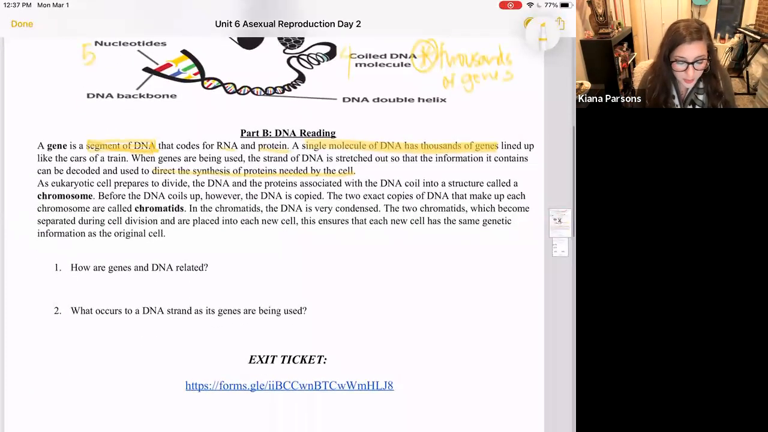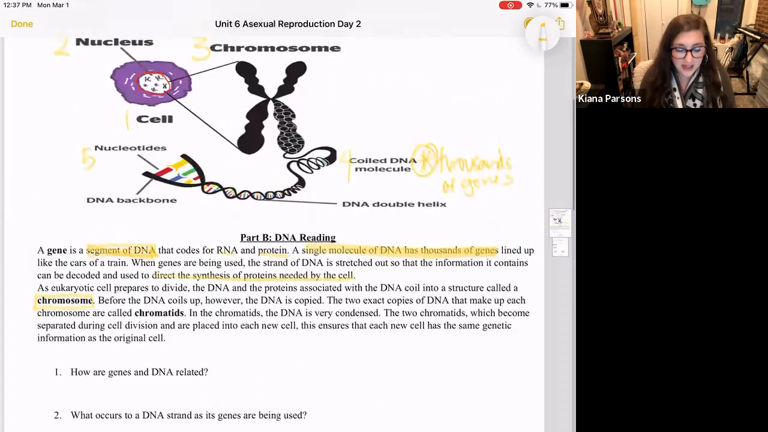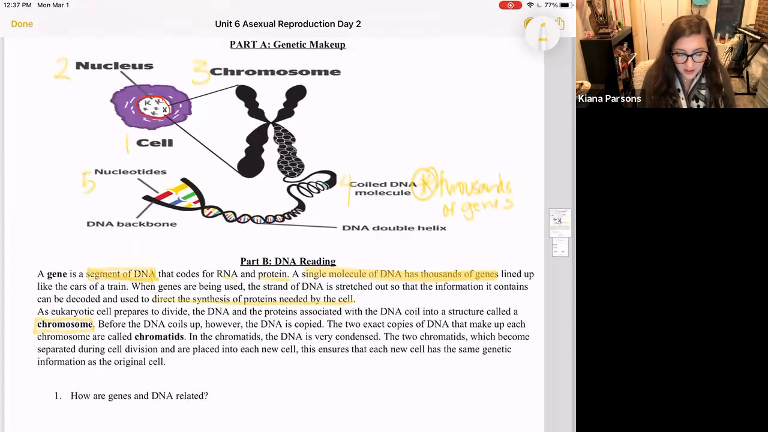As a eukaryotic cell prepares to divide, the DNA and the proteins associated with the DNA coil into a structure called a chromosome. So the chromosomes are really only visible just as the cell is ready to divide. So this image that we're seeing here, that cell, those chromosomes are very tightly packed. We can actually see them. And you might remember that it is thanks to HeLa, or Henrietta Lacks, her actual name, that we even know what chromosomes look like. And they get like that. They appear tightly wound like that when they're ready to divide.